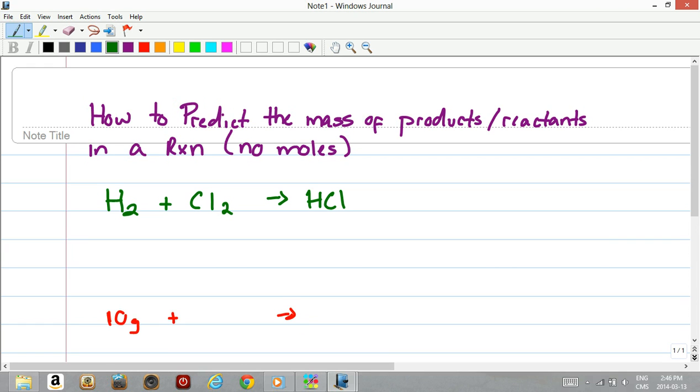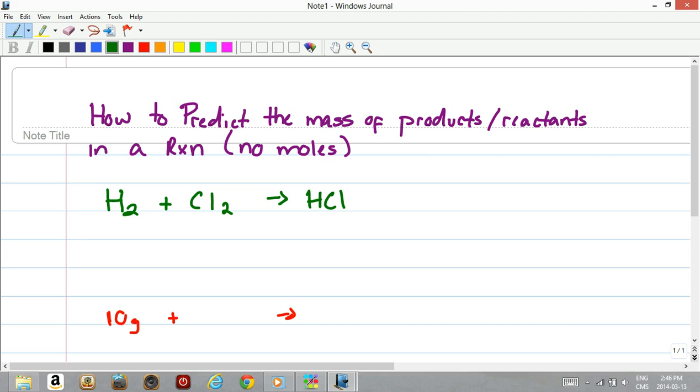We are going to talk about how to predict the mass of products or reactants in a chemical reaction without having to know the concept of the mole. So here we go. We have a reaction here, hydrogen plus chlorine giving you HCl, or hydrochloric acid if it's in water, or hydrogen chloride. We're going to call it hydrogen chloride.